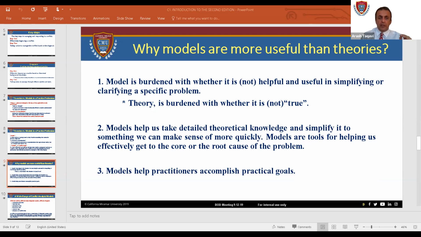You see 1, 2, 3. At first, analyzing: models are good for analyzing, useful models. Second, diagnosing: models are good for diagnosing, tools for helping us effectively get to the core, the root cause of the problems, which is the part of diagnosing by models. And the third part is about resolving the conflict. Models help practitioners accomplish practical goals.